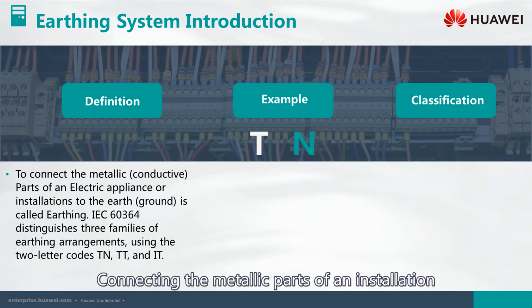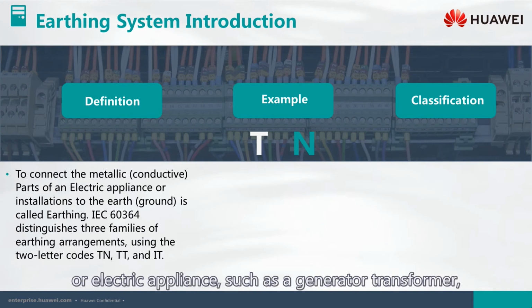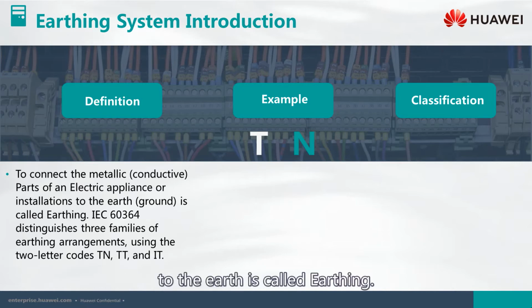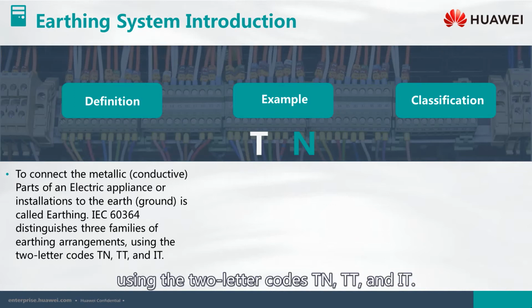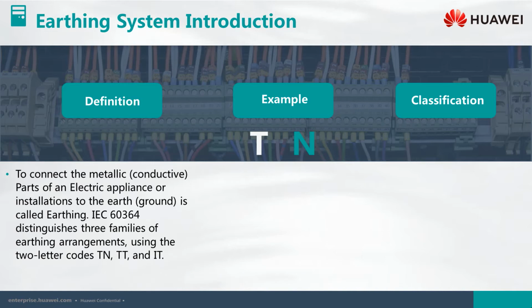Connecting the metallic parts of an installation or electric appliance, such as a generator or transformer, to the earth is called earthing. IEC 60364 distinguishes three categories of earthing arrangements using the two-letter codes TN, TT, and IT.